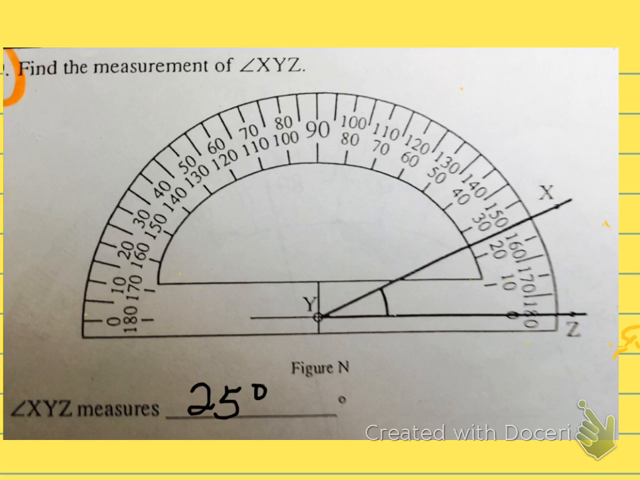Our protractor can help us find the measurement of our angle, and then we can classify. So the angle XYZ can be classified as what type of angle? You're getting good at this. You're right. It is an acute angle. Why? Because it is less than 90 degrees. All right, boys and girls, let's go on to our third question.